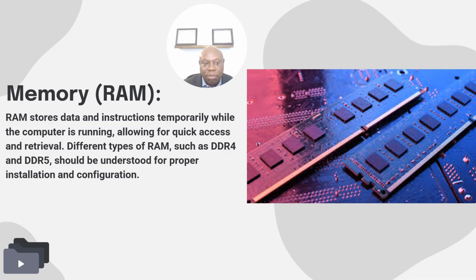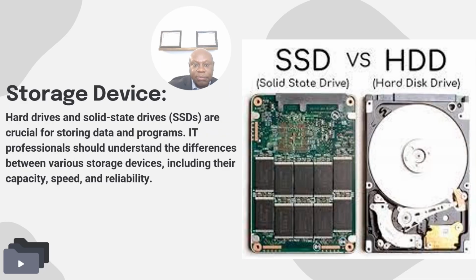RAM really is just about how it stores data. It's random access memory, which stores data and instructions temporarily while the computer is running. It allows for quick access and retrieval. Different types of RAM, such as DDR4 and DDR5, should be understood for proper installation and configuration. So if you buy a laptop, you could always upgrade the RAM. Same thing with a desktop. It just allows for information to be stored while it's performing a function. So that's really the definition from a RAM perspective.